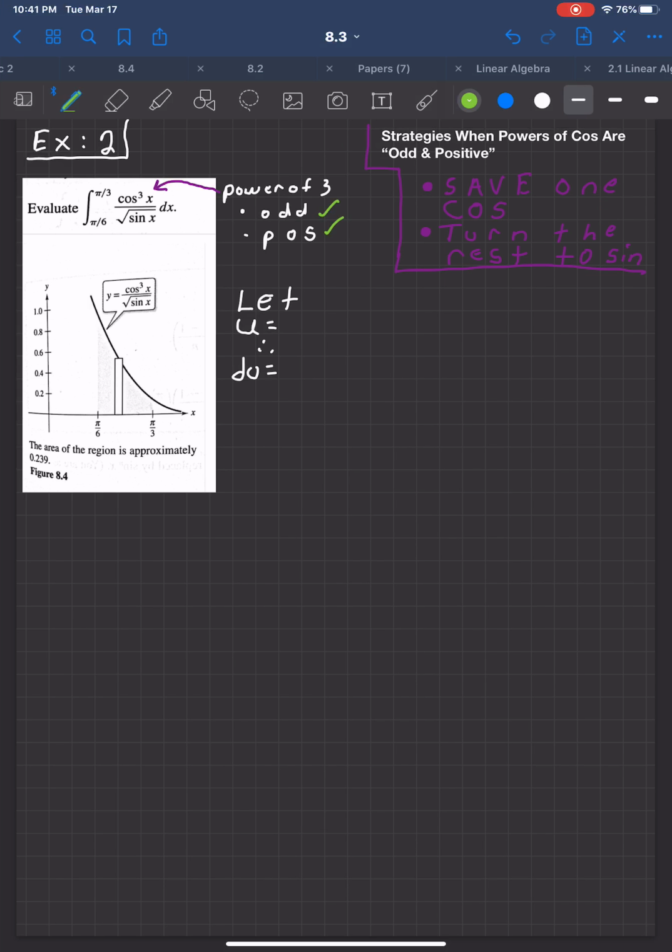then you're going to want to save one of your cosines for your du, but you're going to turn the rest into sines. Right? Very similar to example 1. Only now we're going to let u be sine of x, and immediately du is cosine of x dx, right? So this is what we mean by, look, save a cosine for later. So let's go ahead, let's jump in.